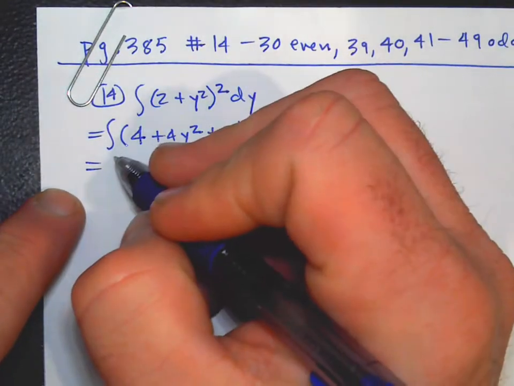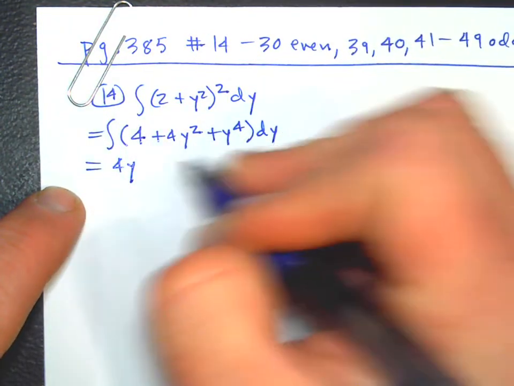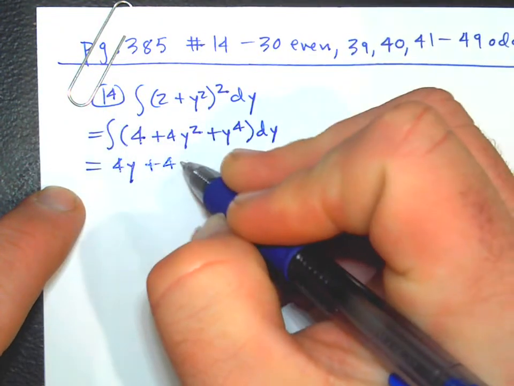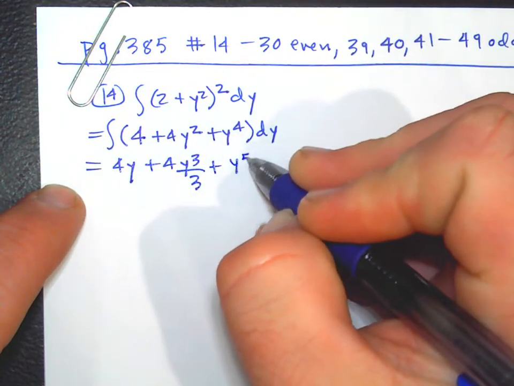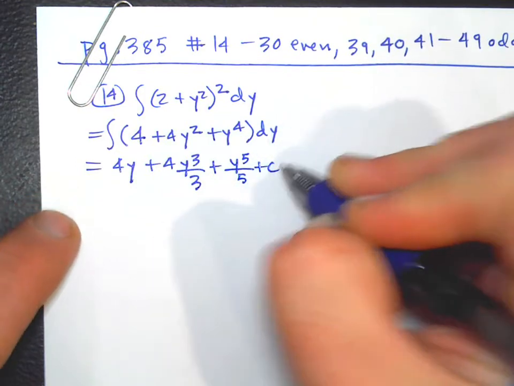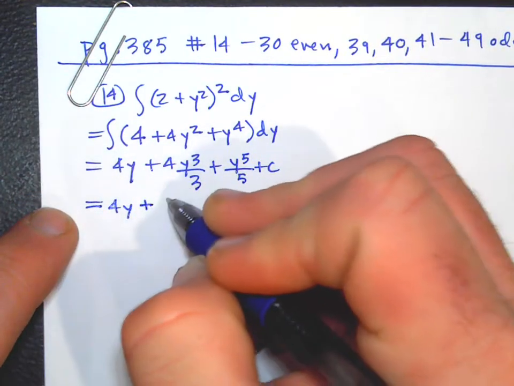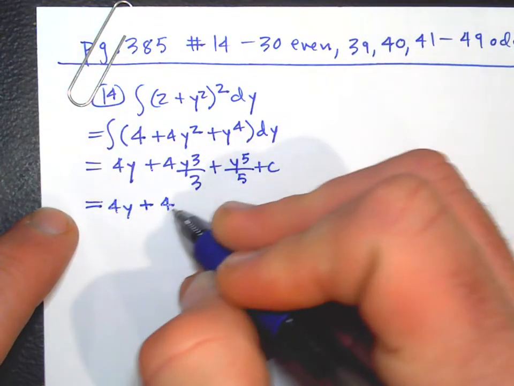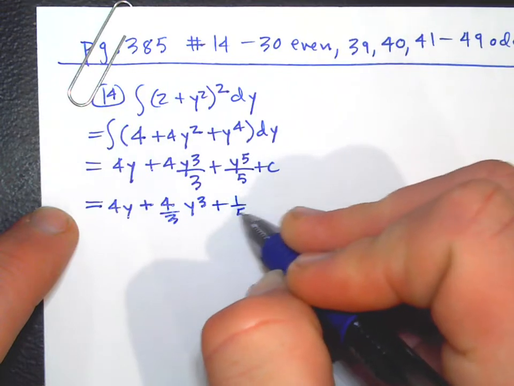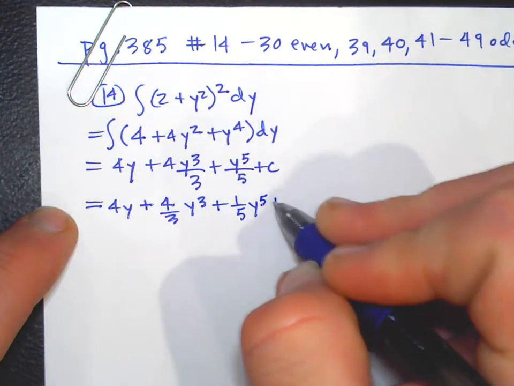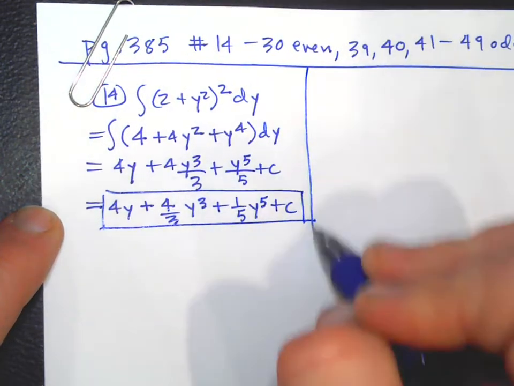Okay, so now when I integrate it, this is going to be 4y. Notice there's all y's here, so our answer is going to have y's. Plus 4y cubed over 3. Power rule, bump it up 1. y to the fifth over 5 plus c. Probably write it a little nicer. We could say 4y plus, it's fine. You can leave it like that. You can say 4/3 y cubed plus 1/5 y to the fifth. There's maybe different ways you could write that. So that's 14.